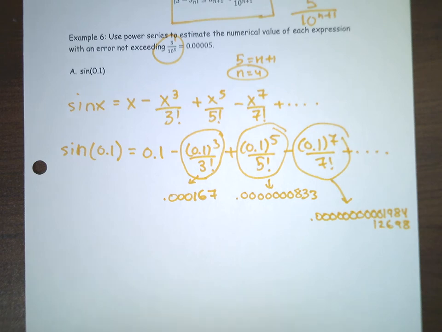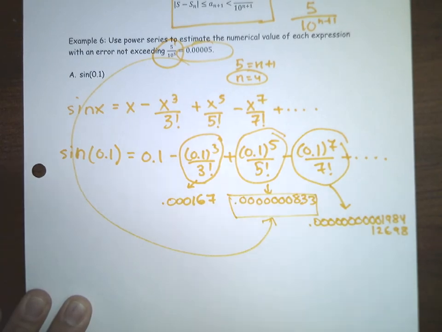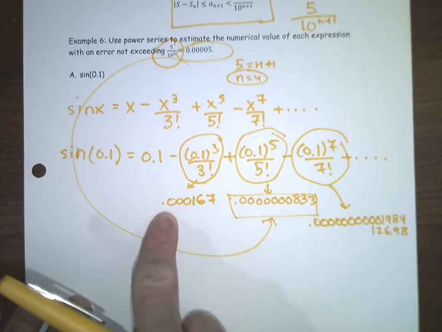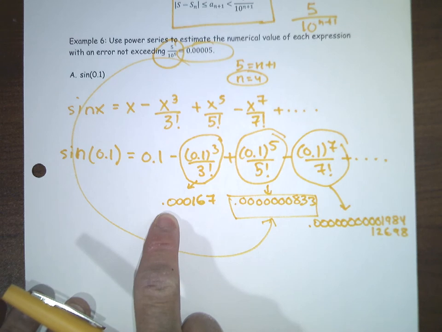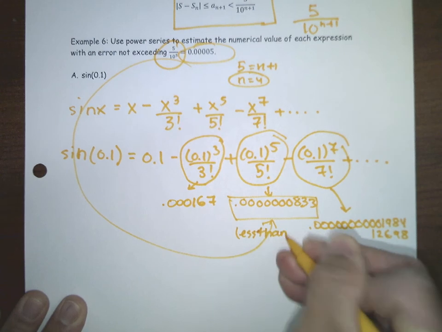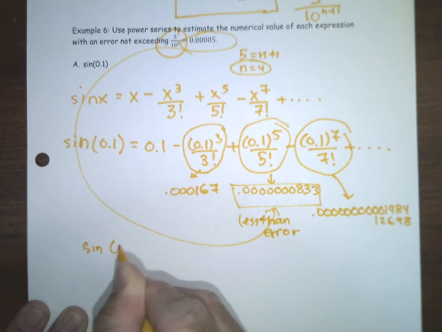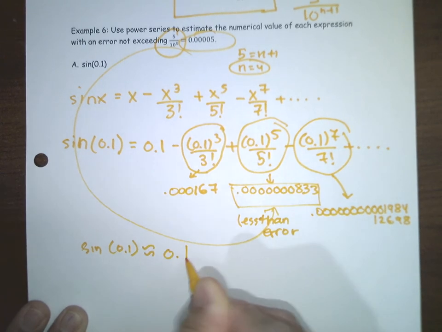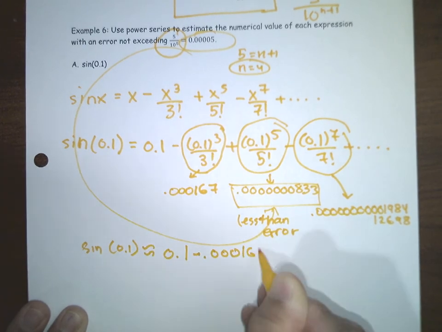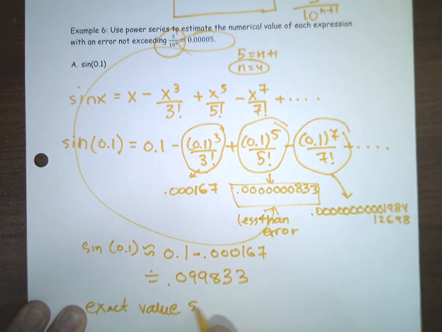So now if you know that this is supposed to be the error, then you see that this actually is already less than the error right here. This one is not less than 0.00005, but this one is. So actually this is less than the error. So that means that you really only need the first 2 terms. So sine of 0.1 is approximately 0.1 minus 0.000167, and so that will be 0.099833.